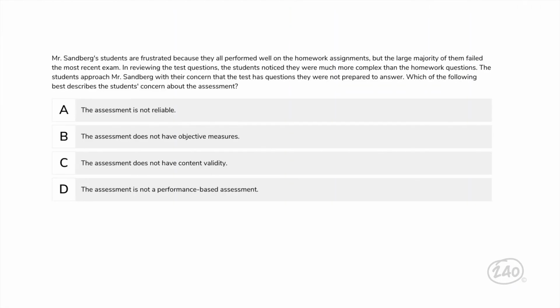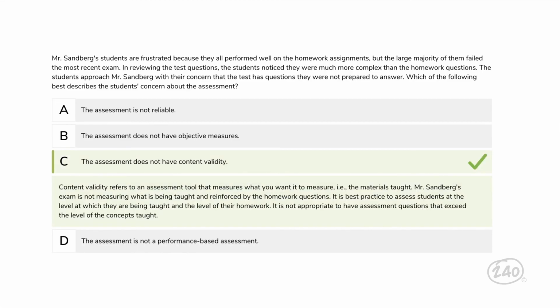Mr. Sandberg's students are frustrated because they all performed well on a homework assignment, but the large majority of them failed the most recent exam. In reviewing the test questions, the students noticed they were much more complex than the homework questions. The students approached Mr. Sandberg with their concern that the test has questions they were not prepared to answer. Which of the following best describes the students' concern about the assessment? The assessment is not reliable, the assessment does not have objective measures, the assessment does not have content validity, or the assessment is not a performance-based assessment.